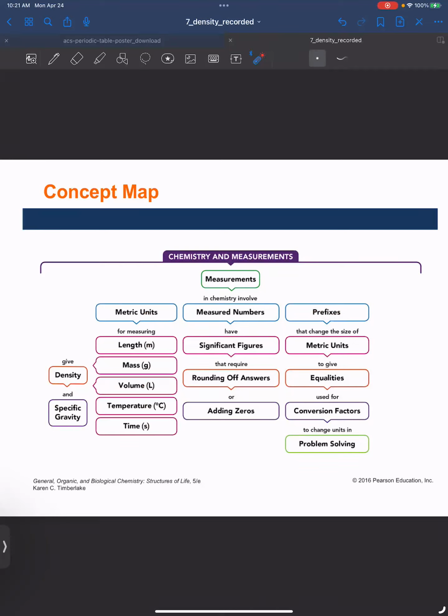We also learned about equalities and how we can use equalities to write conversion factors, which are crucial for problem solving through dimensional analysis. And once we solve problems, we also learn how to report to the correct number of significant figures and the proper way for rounding off answers, and whether or not we need to add zeros to indicate the order of magnitude of that final measurement value. And finally, we've just covered density and specific gravity.